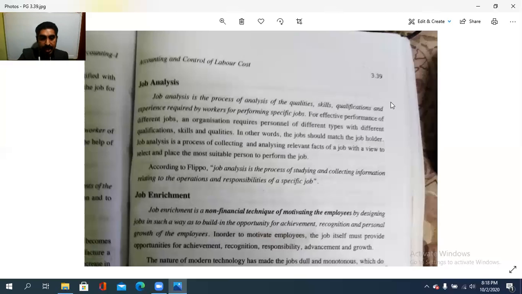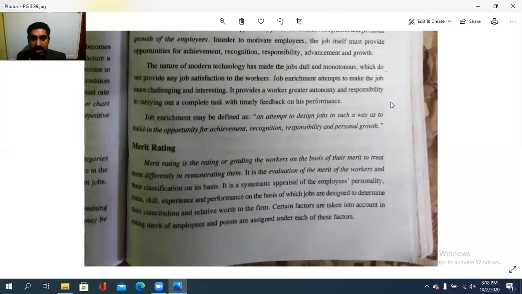Then, it may be defined as an attempt to design the jobs in such a way as to build in the opportunity for achievement, recognition, responsibility, and personal growth of the employees. So that is the job enrichment. So job enrichment may be defined as an attempt to design the jobs.